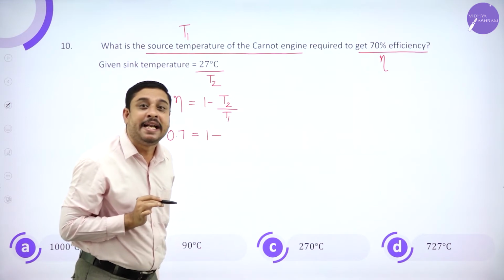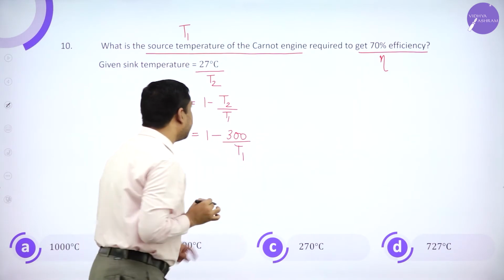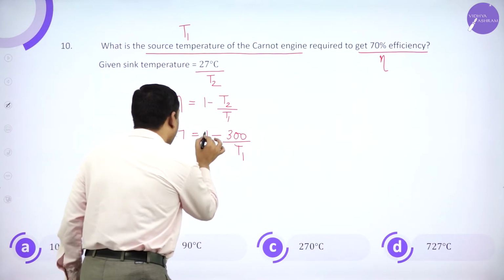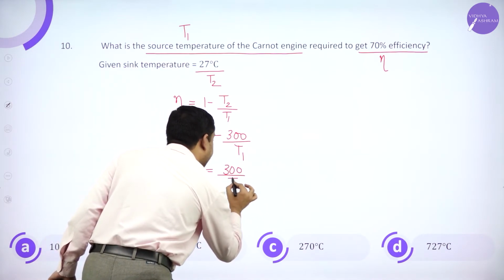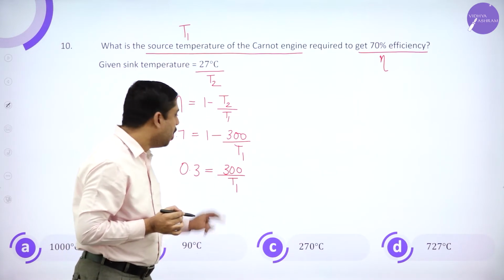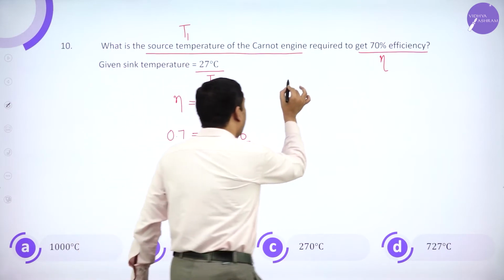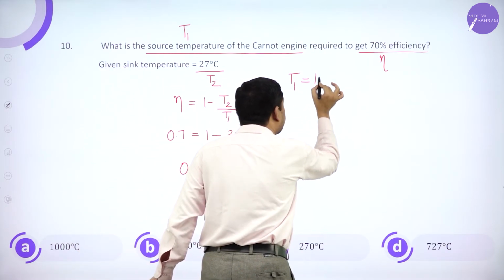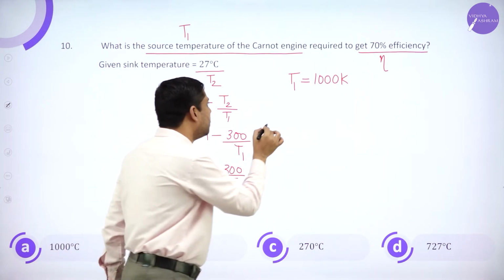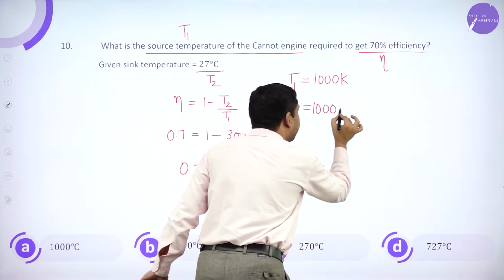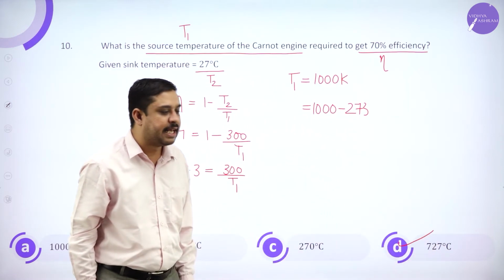T2 is given to be 27 degrees Celsius. Let's convert to Kelvin: 300 Kelvin by T1. So 0.3 is 300 by T1. Taking 1 to the other side, 1 minus 0.7 is 0.3, equals 300 by T1. When you simplify, T1 is 1000 Kelvin. But all the answers are in Celsius, so this is 1000 minus 273. The answer is 727 degrees Celsius.